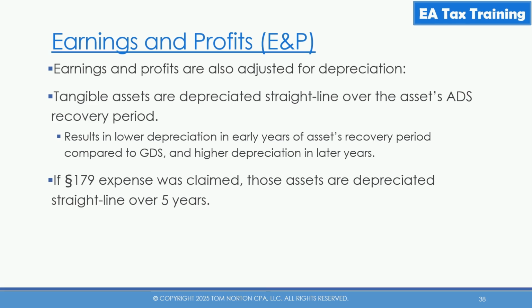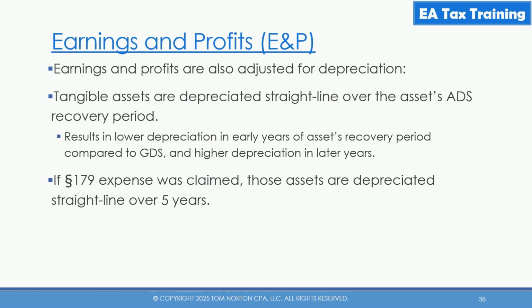It's just that under the ADS, it's taking a longer period of time to do it. So in the early years, GDS results in higher depreciation amounts. And in the later years, ADS actually results in higher depreciation amounts. So when you're doing your E&P calculation, you're going to figure this out for each asset, and then you are either going to add to taxable income or subtract from taxable income in order to determine earnings and profits.